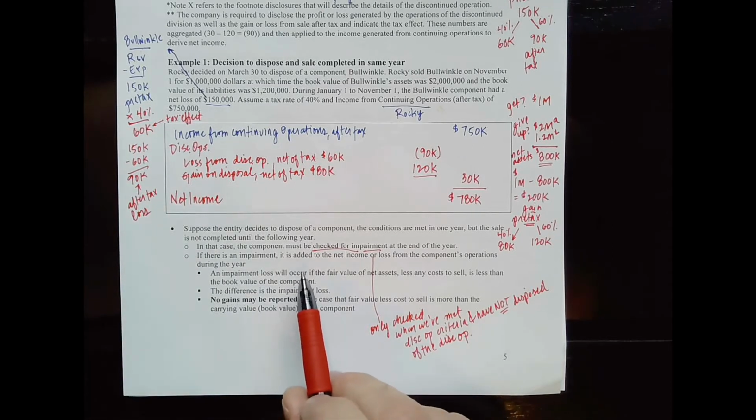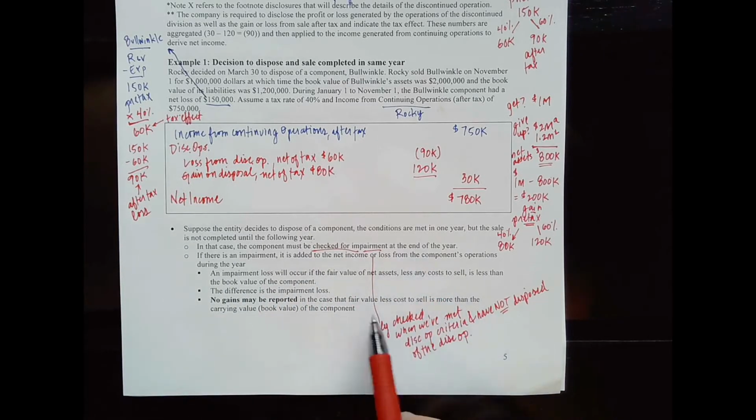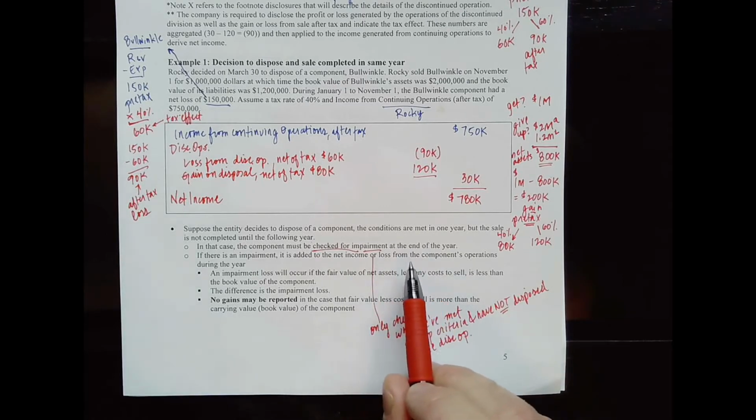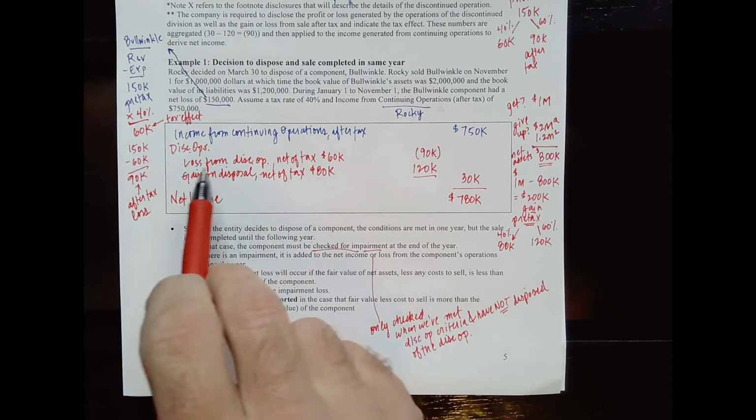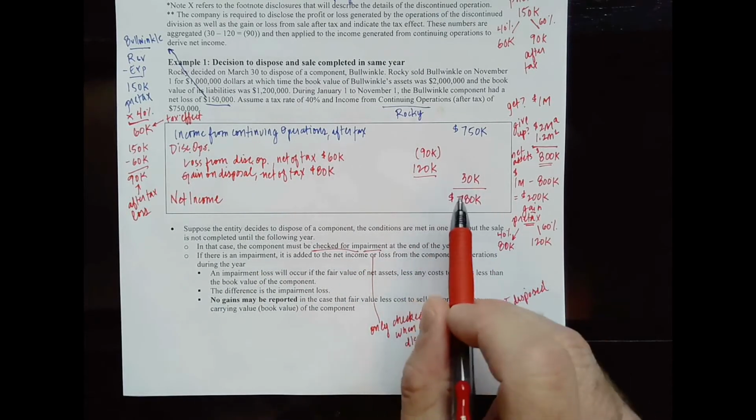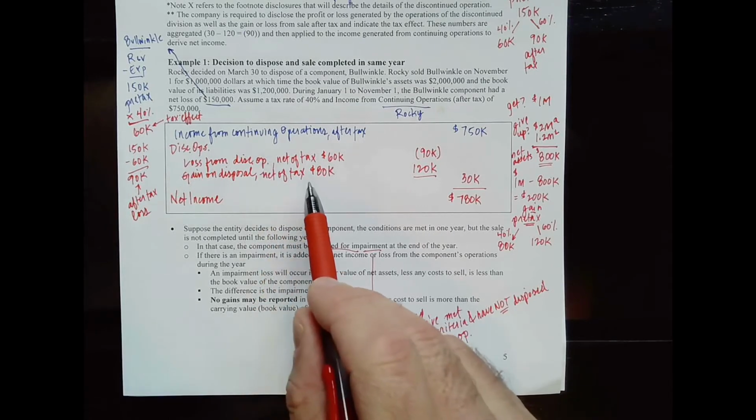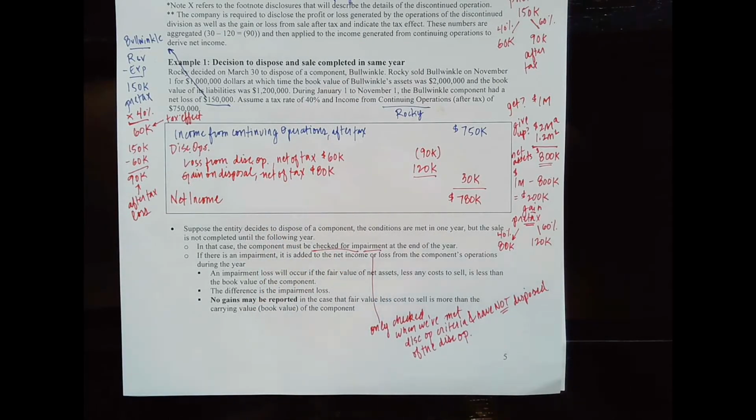If there is an impairment, right, then we have to include this in the effect of the discontinued component's operation on our overall net income. So rather than a gain or loss on disposal, we will have an amount of impairment.